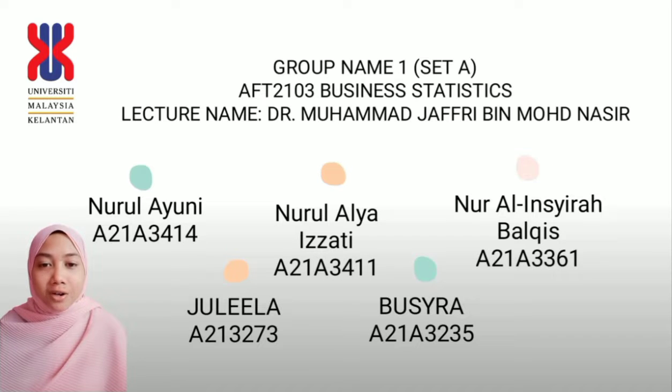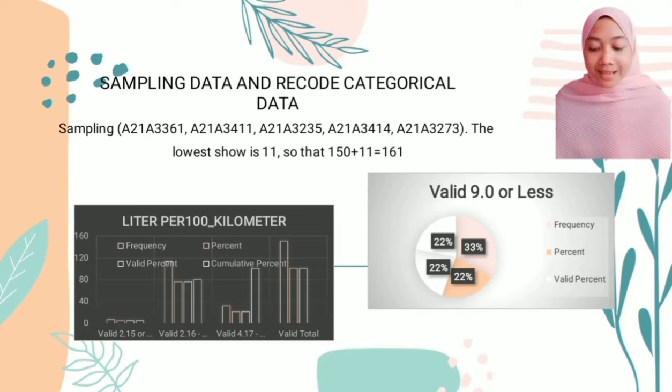We do set A for the assignment group: sampling data and record categorical data. For sampling data, we have number matrix such as A21, A3361, A21, A3411, A21, A3235, A21, A3414, and A21, A3273. The lowest show is 7, so that 500 plus 7 equal 161. For record categorical data, we have 6 variables, namely liter per 100 kPa, weight, horsepower, cylinder, and brand category.